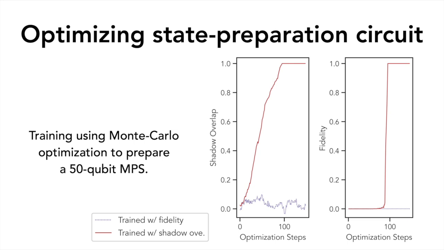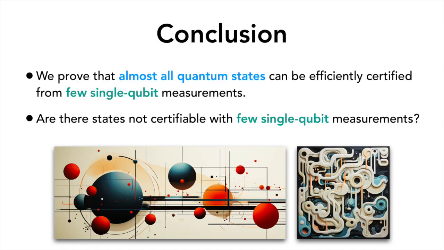And these are some of the applications that we have come up with, but we believe there are more. So now to conclude, in this work we proved that almost all quantum states can be efficiently certified, meaning that for almost all states that we have in mind, we can efficiently check if the thing in the real world is actually close to what we have in mind or not by performing a few very simple single qubit measurements.